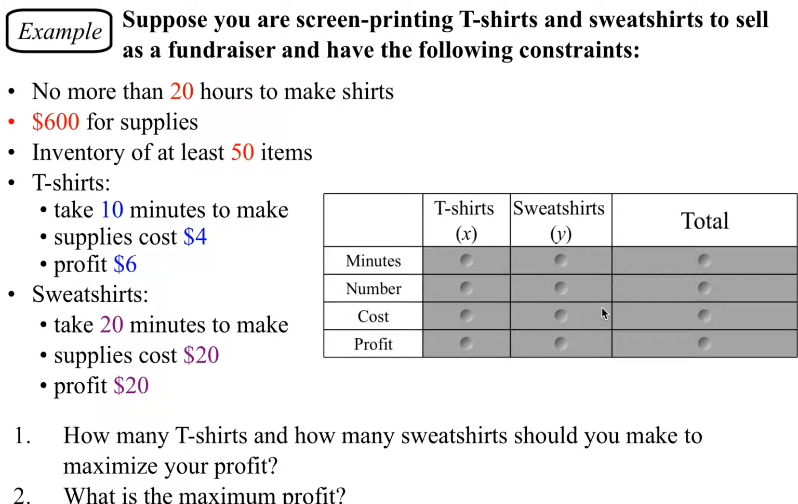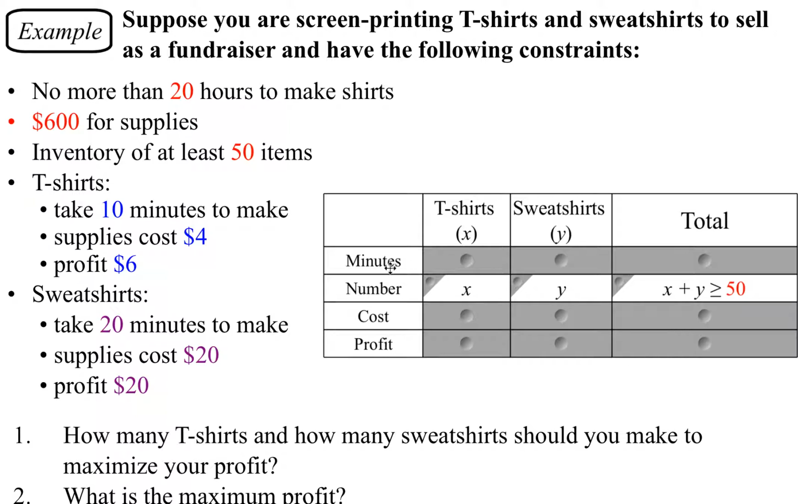So I went ahead and set up a table. This is a good idea for you. And I let X be the number of t-shirts and Y be the number of sweatshirts. So X is t-shirts, Y is sweatshirts. Now in red here, it says we want to have at least 50 items. So if we add those 2 together, we want to have x + y greater than or equal to 50 items. So there's a constraint that we can graph.